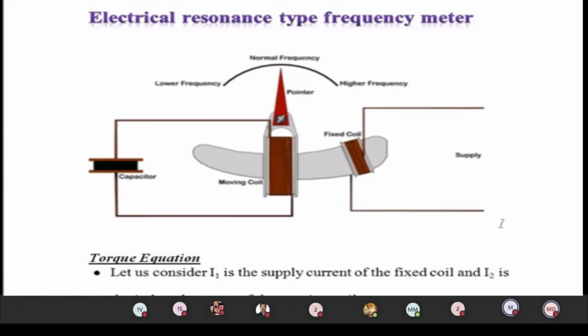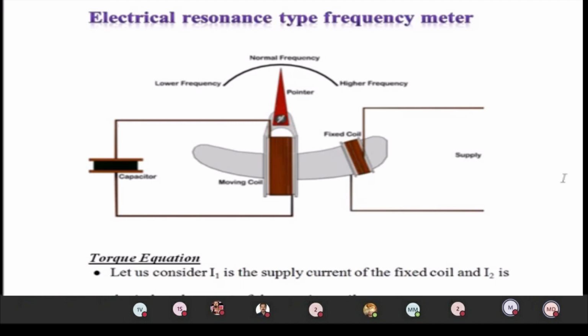Electrical resonance means we have only one condition: the inductive reactance and capacitive reactance in the circuit should be equal. If both are made equal, then we are able to attain the resonance condition. With this concept we can see what is happening inside the electrical resonance type frequency meter. You can see the diagram on the screen.